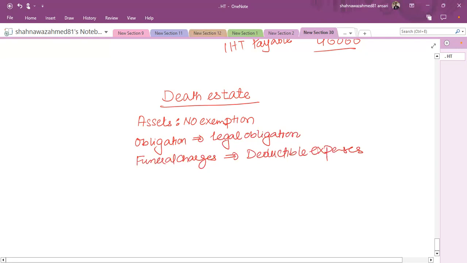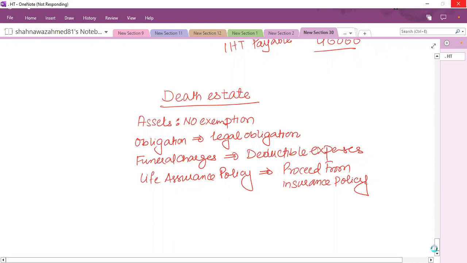Every asset you need to take at open market value except for the life assurance policy. In the case of a life assurance policy, if the person has one, then instead of open market value, take the proceeds from the insurance policy. Those proceeds might be lower or higher. We have to take the proceeds. We have to check the proceeds.